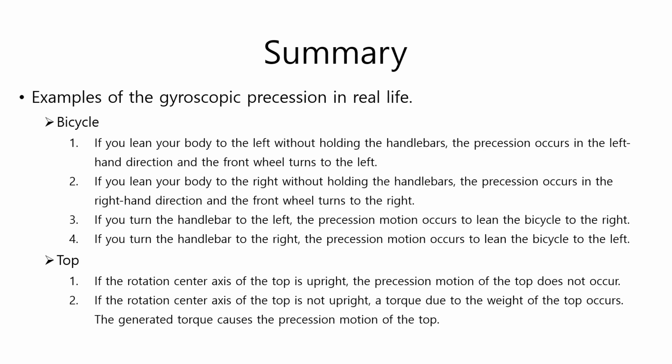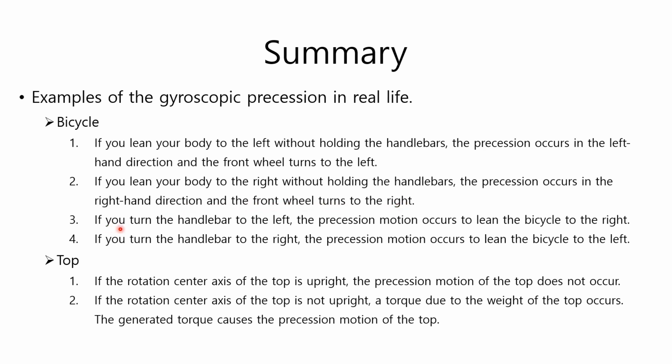I explained the examples of the precession motion of a gyroscope that occurs in real life. The first example is a bicycle. If you lean your body to the left while riding a bicycle without holding the handlebars, the precession occurs in the left-hand direction and the front wheel turns to the left. If you lean your body to the right without holding the handlebars, the precession occurs in the right-hand direction and the front wheel turns to the right.